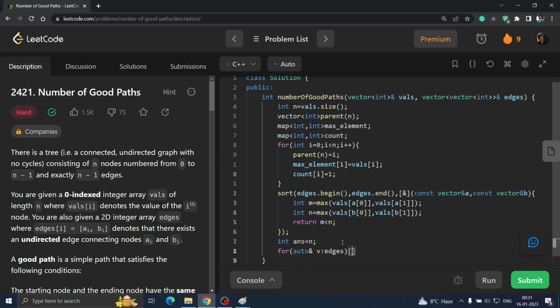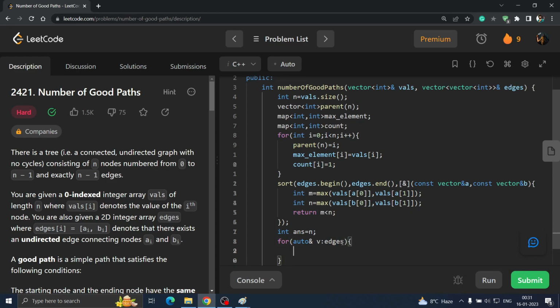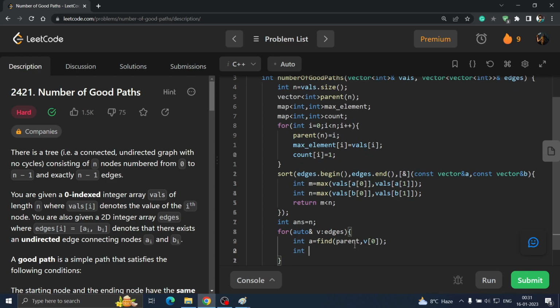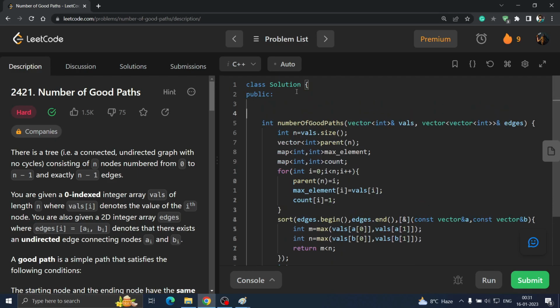edges, what we can do, we will get the a. What is a? Now we have to apply the union function. How you are applying the union function? We are applying the union function in this find. I have told you about this in the previous video as well. I will tell you here as well. Let us just pass the parameter first. It should be v0 and int b is equal to find parent v1. So now what is this find function? This find is simply the disjoint set union function. It is a very common function and you should study about it as well.